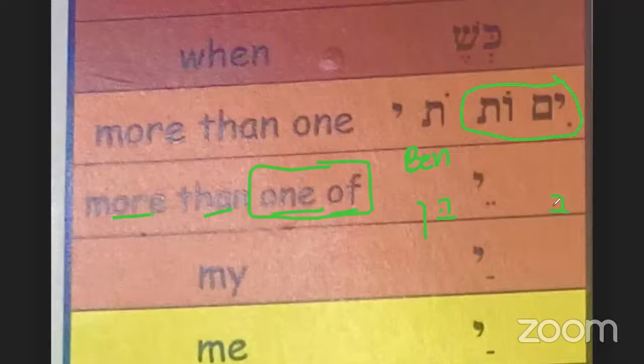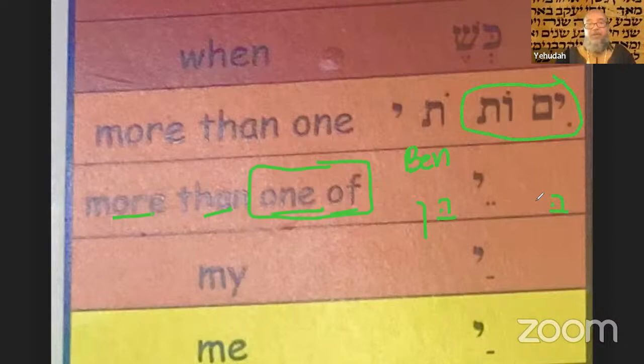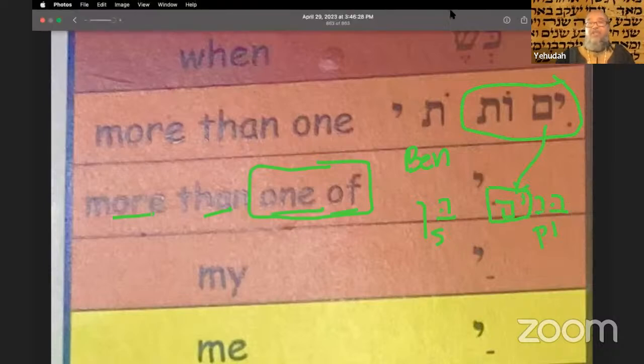The mem and the yod. Yes, so it would be a bet and a noon, and then a yod and a mem. Okay, that right there. So this is your singular, and this is your plural. Your plural part is this ending right here. All we did was take this ending and add it to this root called ben, and we make it banim. Okay, so banim means sons.